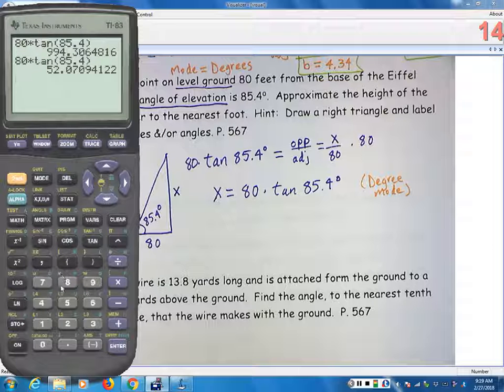Okay, so the answer is not 52. It's to the nearest foot, so it's 994 feet.